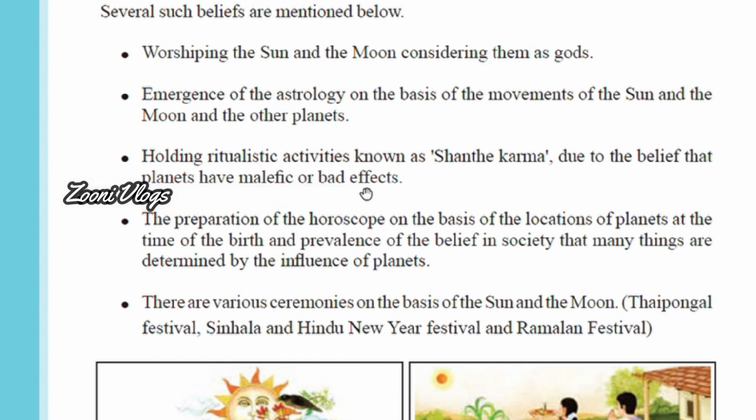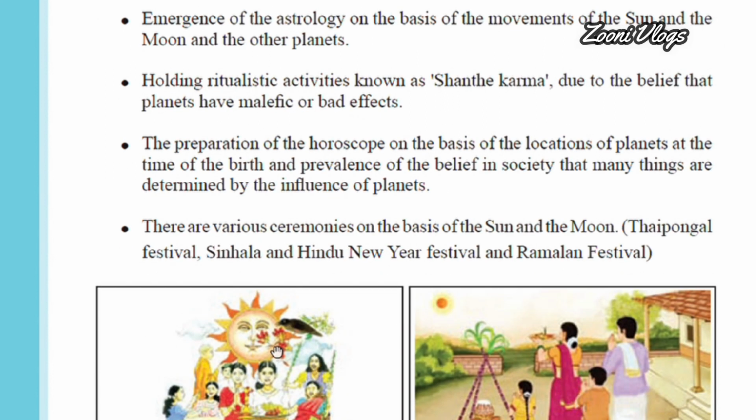Now, do you know about the auspicious time? During the new year, as you can see in the picture, we have the auspicious time. All of those belong to the sun, and especially the Shanti Karma also. The preparation of the horoscope is on the basis of the locations of planets at the time of birth, and there is a prevalence of beliefs in the society that many things are determined by the influence of planets. So all those are made out of the planets.